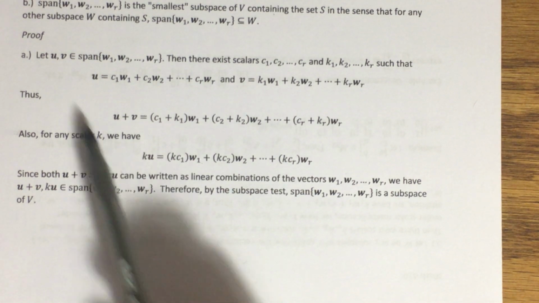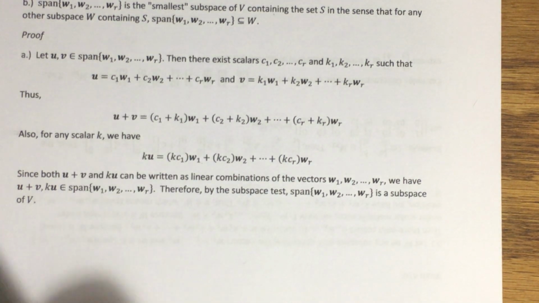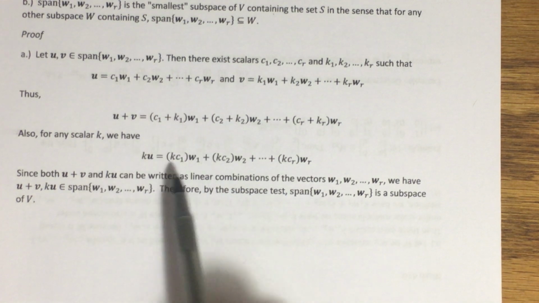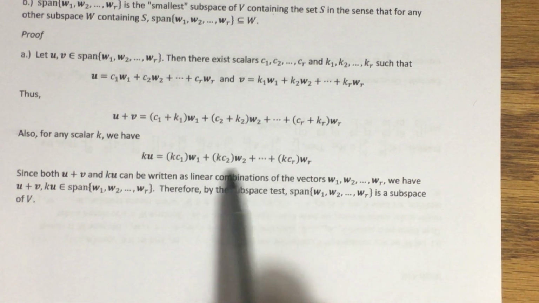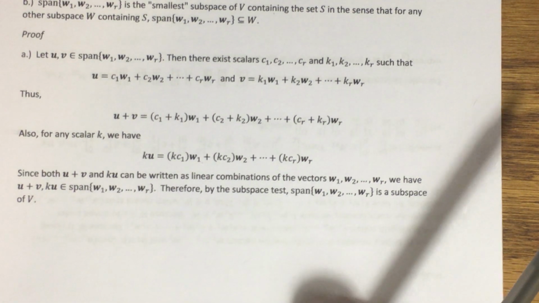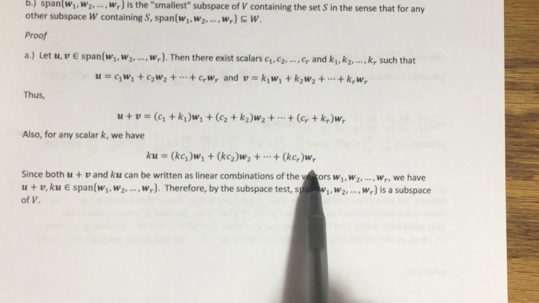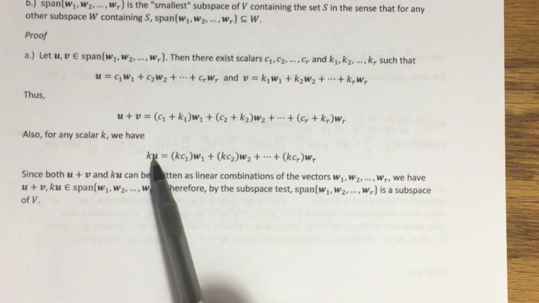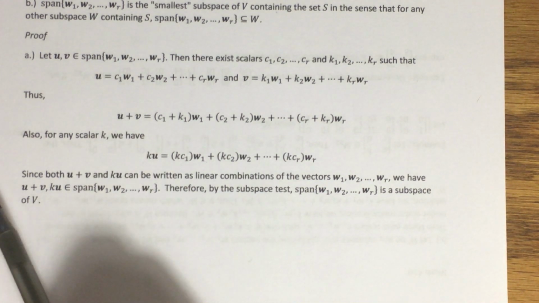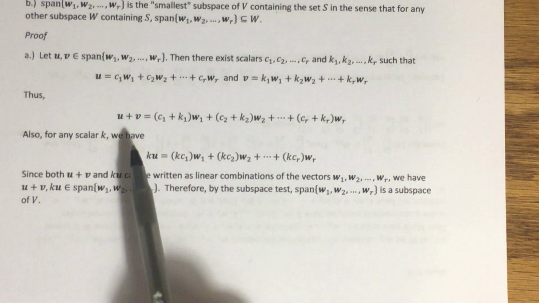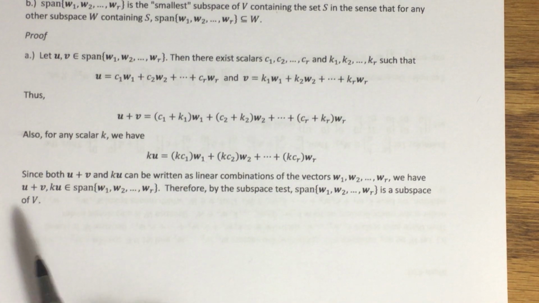Similarly, if I take the vector u, for example, and multiply it by any other scalar k, then I get something else that resembles a linear combination. Or I shouldn't say resembles, it is a linear combination of the vectors w1 through wr. So this ku would also belong to the span of those r vectors, and that gives us closure under both of our operations. So there's your proof that this is a subspace.